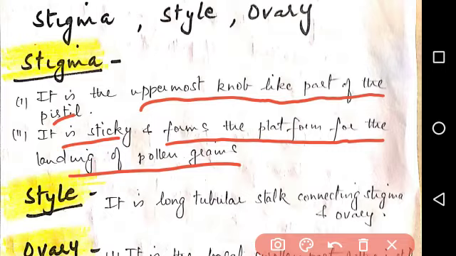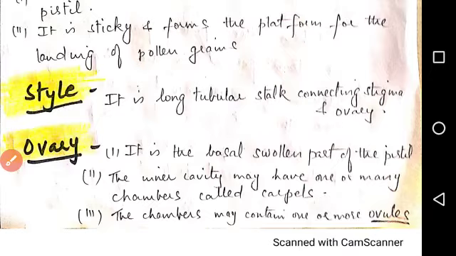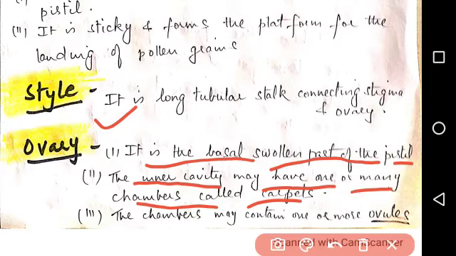The second part is the style. The style is a long tubular stalk connecting the stigma and ovary. The last part of the pistil is the ovary. It is the basal swollen part of the pistil. The inner cavity may have one or many chambers called carpels. The chambers may contain one or more ovules. So this is the structure of the pistil.